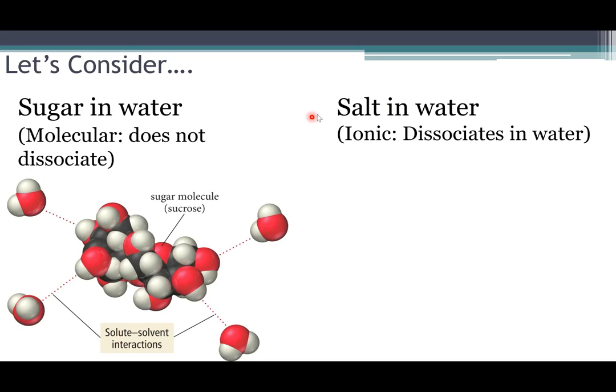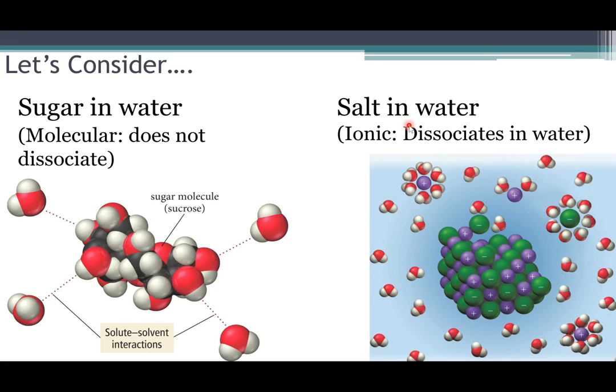What about ionic? So ionic, salt in water. Does salt dissolve in water? Well, yeah, of course it does. When ionic compounds dissolve in water, or if ionic compounds dissolve in water, they will do so by dissociating. So ionic compounds dissociate in water. Dissociate, again, is just a fancy word for break apart.